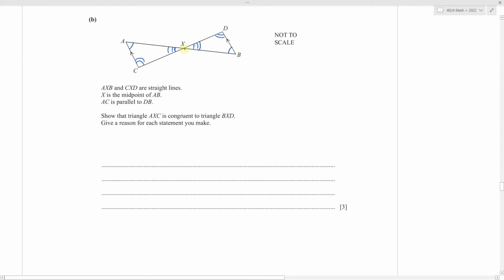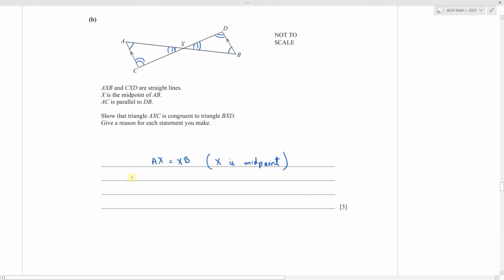And then this length is the same as this length. So we can use the AAS property where you have two angles and one side the same. So let me write it down. So this length AX equals XB because X is the midpoint.